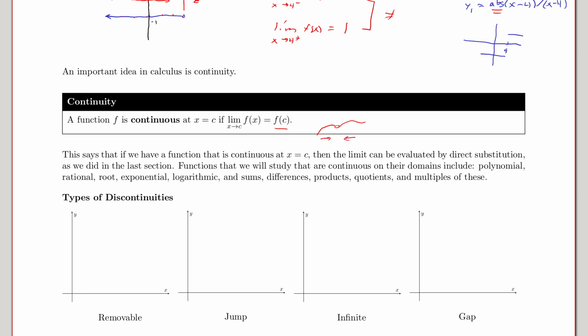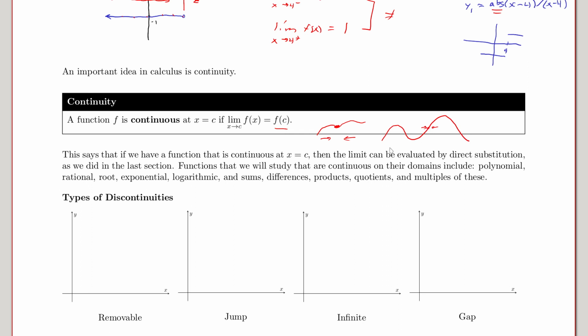It'll be continuous if the function's also defined to be the same height. So this is how we've always described polynomials to you. You could draw them without ever lifting your pencil. So all the function heights and the limit heights are the same, and that's continuity.